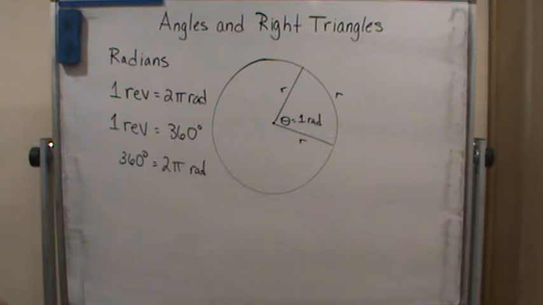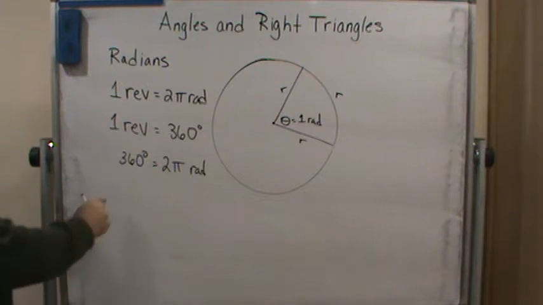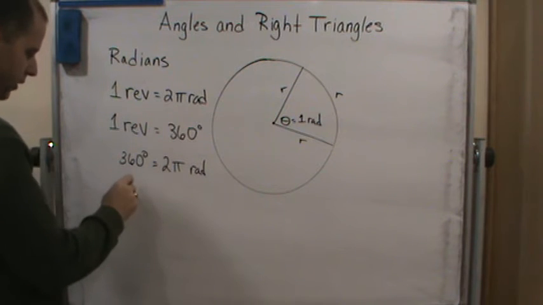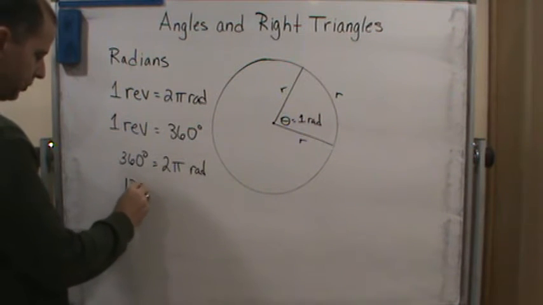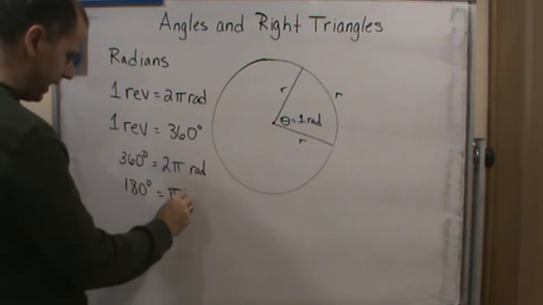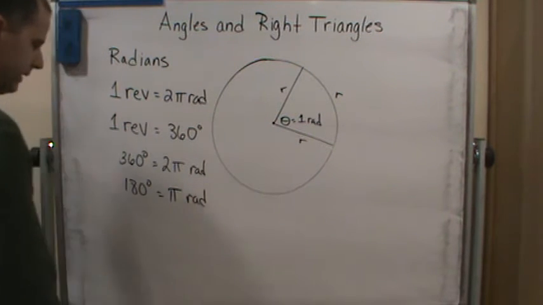Or, if we divide everything by 2, guess what? That also tells us that 180 degrees is equal to pi radians.